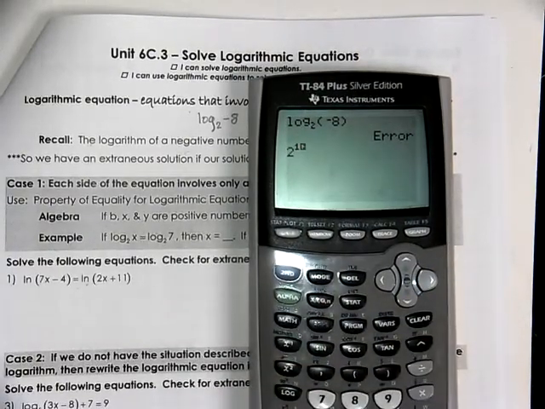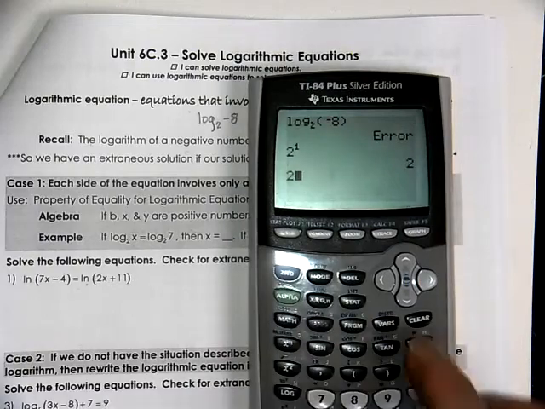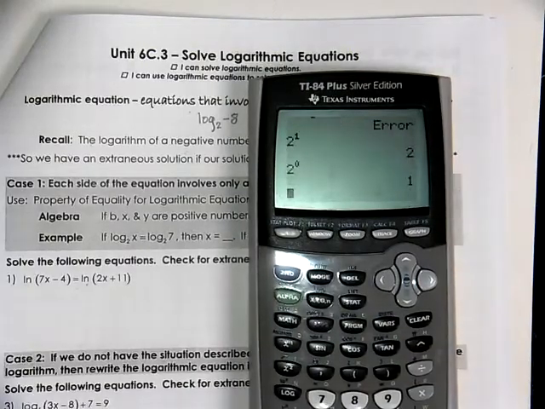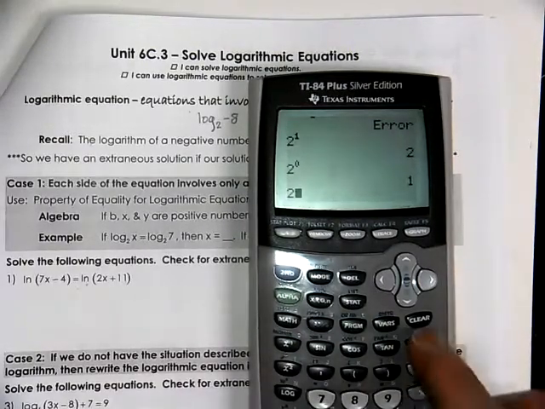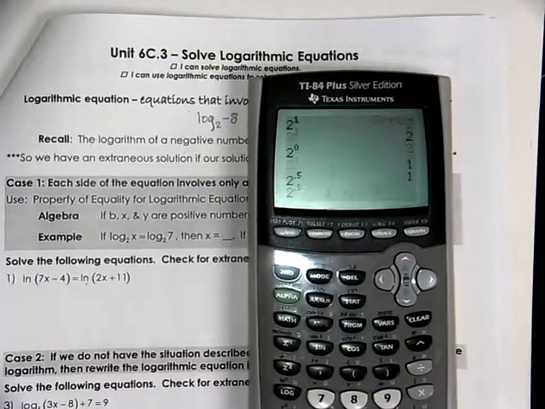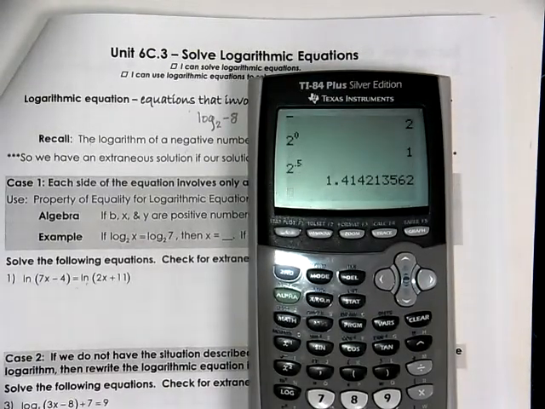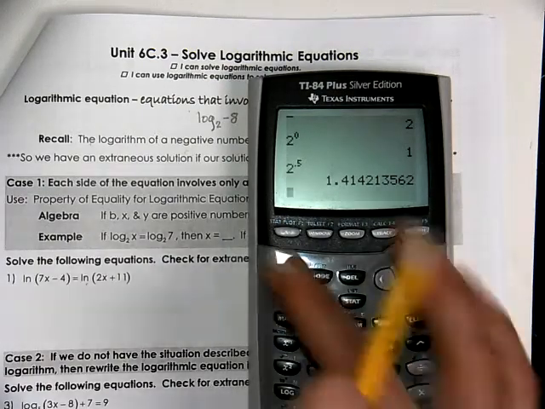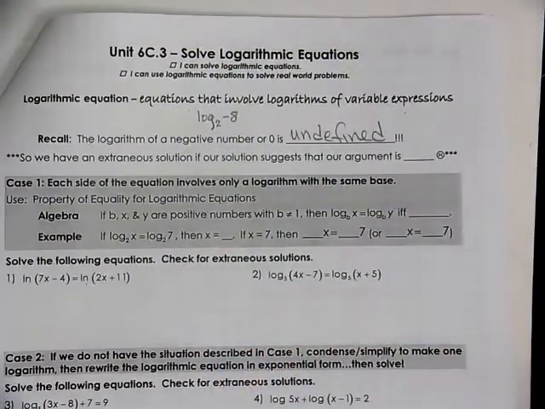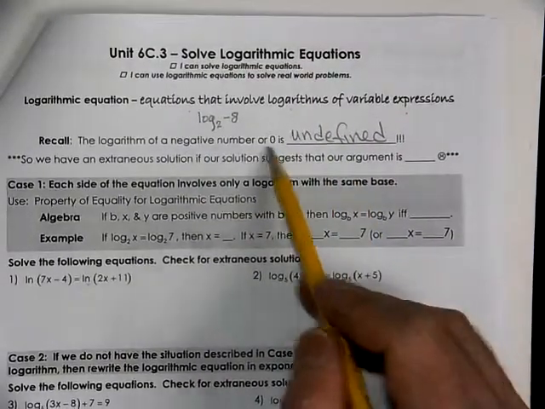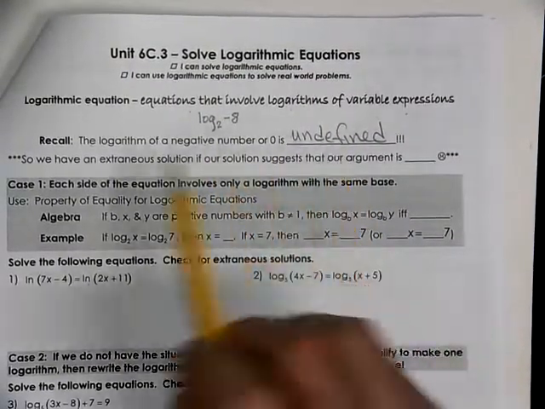2 to the first power, of course, equals 2. 2 to the 0 power equals 1. 2 to the half power equals the square root of 2, and so forth, but you're never going to get a 0 value. You'll never get a negative answer. So that's why that is undefined.